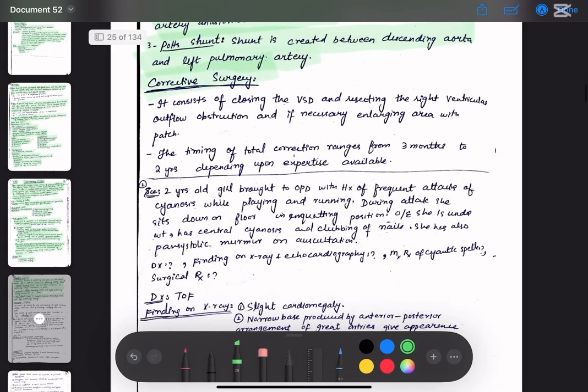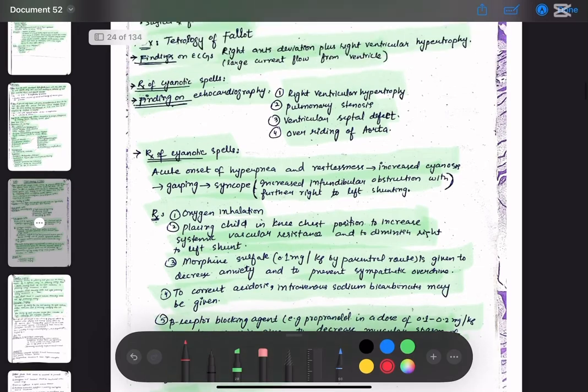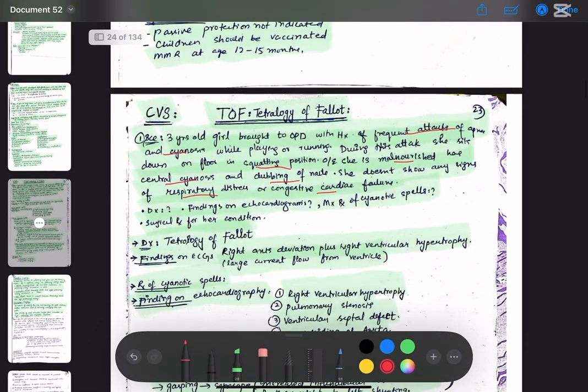Corrective surgery consists of closing the VSD, resecting the right ventricular outflow obstruction, and if necessary, enlarging the area with a patch. The timing of total correction ranges from 3 months to 2 years depending upon the expertise available. So this was the scenario of tetralogy of Fallot, and these are the clinical features.